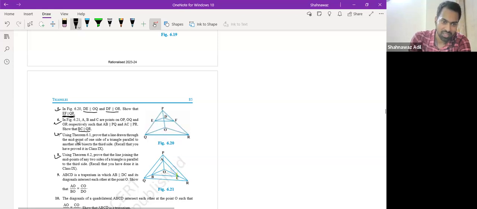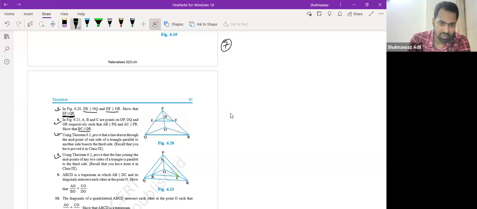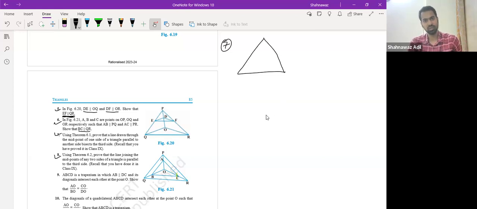Seventh question: using theorem 6.1, prove that a line drawn through the midpoint of one side. So let's draw the triangle first. First idea is that we should have a triangle, right? So let's say this is triangle ABC, and a line through the midpoint of one side. Let's say this is P. And if P is the midpoint, which means that what?